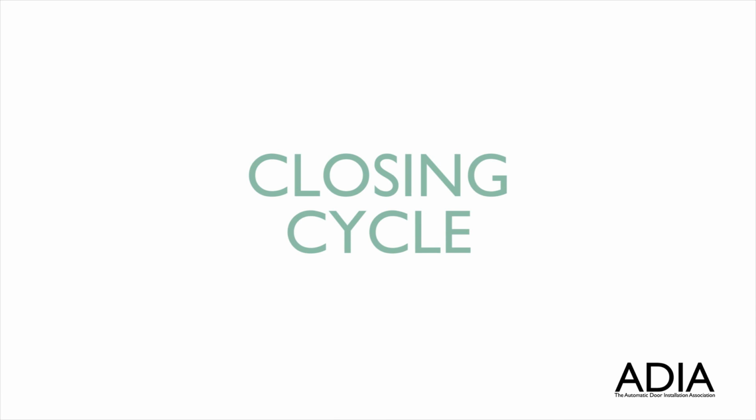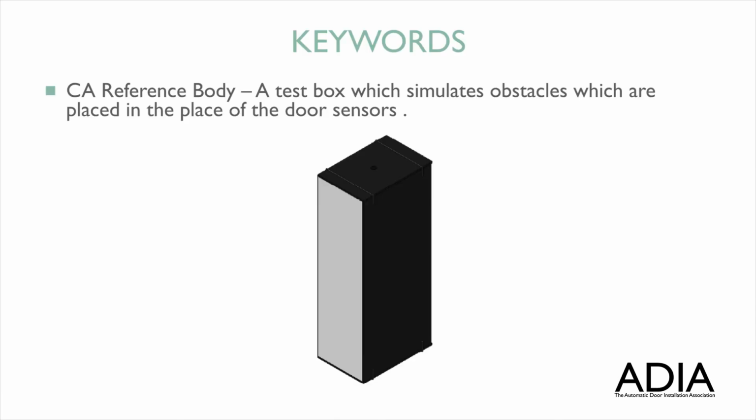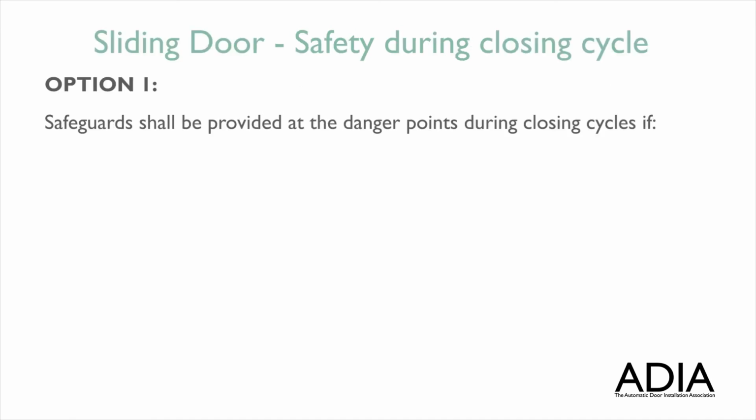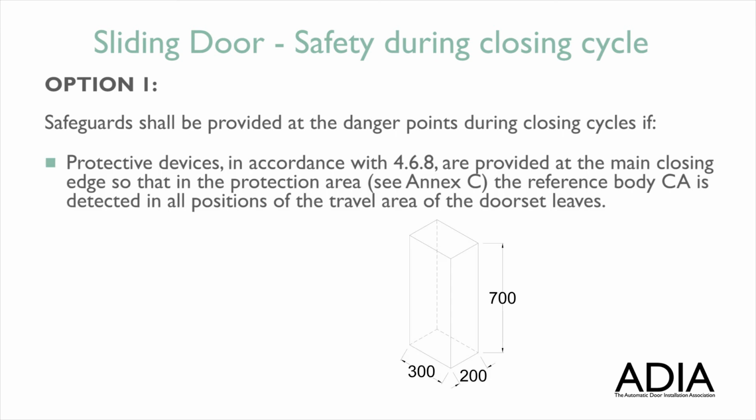Closing cycle. CA reference body, a test box which simulates obstacles which are placed in the place of the door sensors. Option 1. Safeguards shall be provided at the danger points during closing cycles if protective devices in accordance with 4.6.8 are provided at the main closing edge so that in the protection area, see Annex C, the reference body, CA, is detected in all positions of the travel area of the door set leaves.